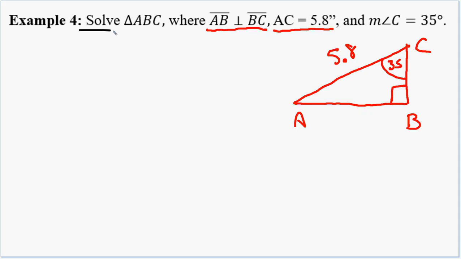So once again, the directions are solve the triangle. Angle A is just going to be 90 minus 35. So angle A is 55 degrees.